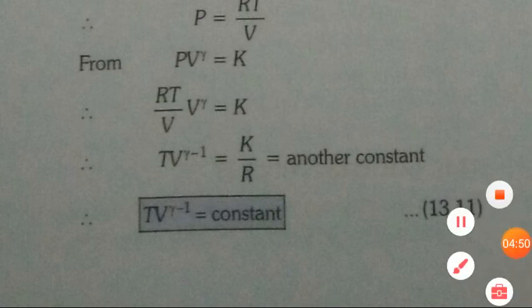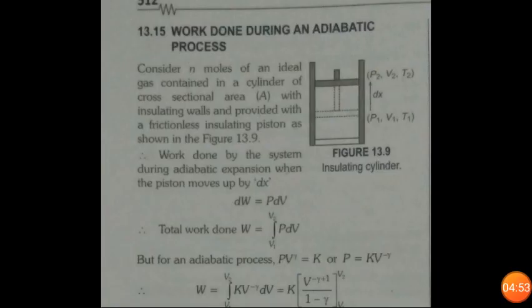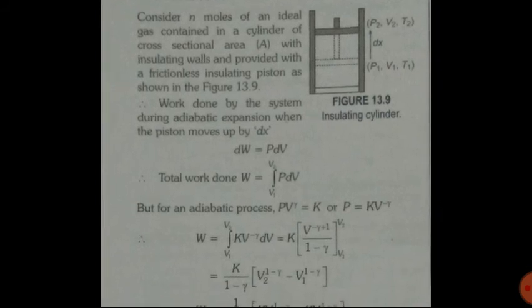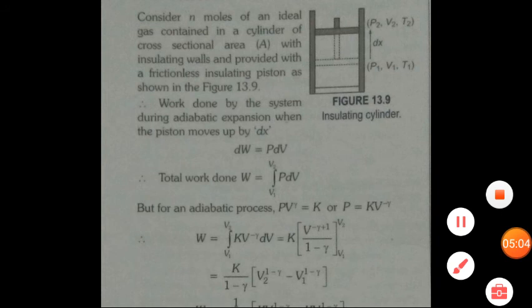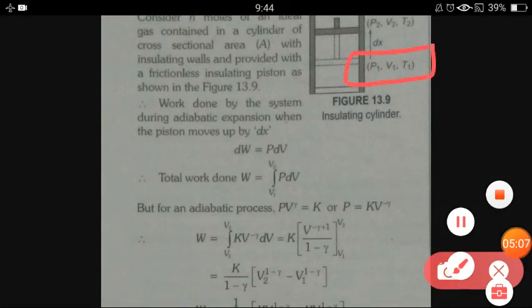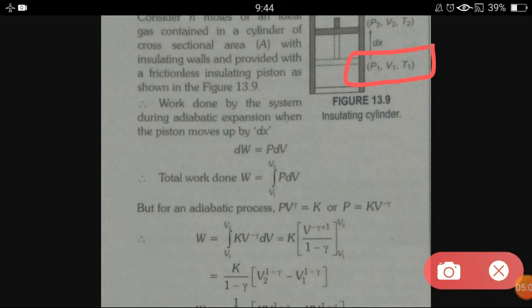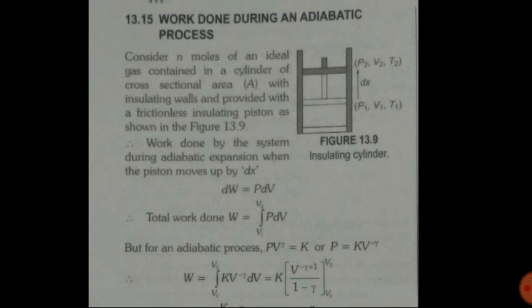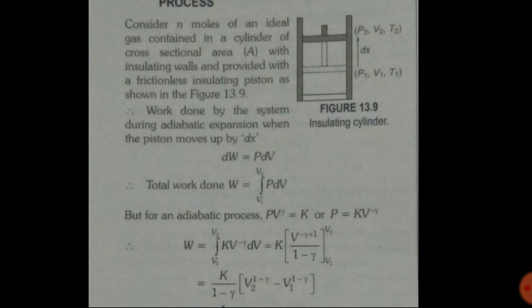Now let's discuss work done during an adiabatic process. Adiabatic process means no exchange of heat, so the temperature will surely change. That's why you can see the variables here: the initial variables are P1 V1 T1, and the final variables are P2 V2 T2. So not only pressure and volume, but the temperature is also changing. In an isothermal process, temperature was not changing, but in an adiabatic process the temperature will change, because no exchange of heat takes place, so obviously the temperature of the system will change.